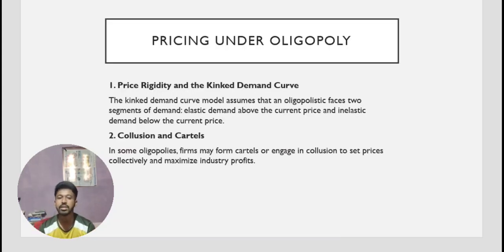Now, pricing under oligopoly. First, price rigidity and the kinked demand curve. The kinked demand curve model assumes that an oligopolist faces two segments of demand: elastic demand above the current price and inelastic demand below the current price. Second is collusion and cartels. Some oligopoly firms may form cartels or engage in collusion to set prices collectively and maximize the industry profits.